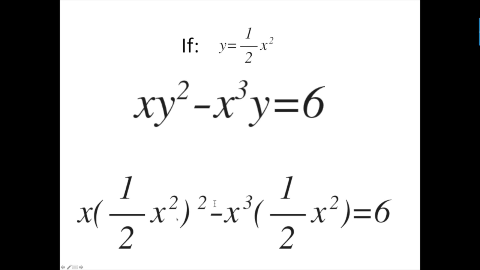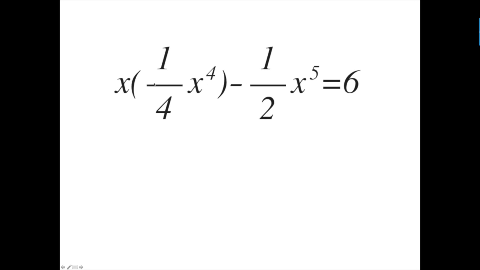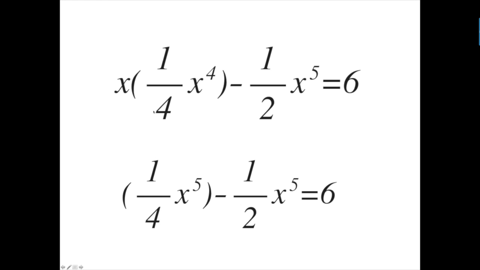Hopefully you guys have practiced that in school, and it comes a little bit easier to you. This 2 and this 2 are going to add together, so we get x to the fourth, and this 3 and this 2 come together, and we get x to the fifth. As you can see, that's exactly what happened here. That looks pretty good. Now I'm going to multiply that x back in with the x to the fourths, and this will give us x to the fifths throughout the equation.